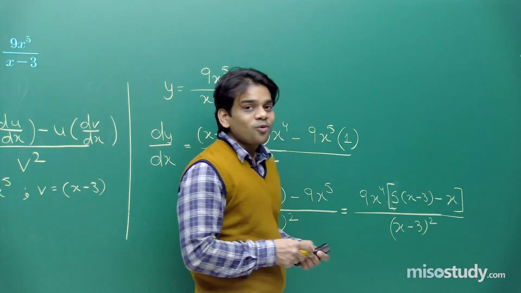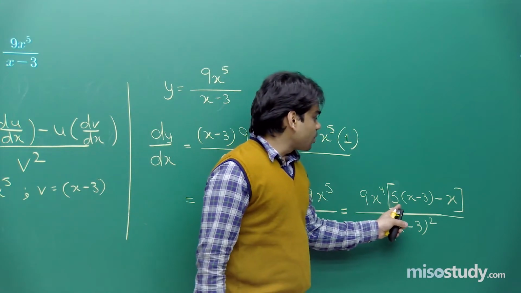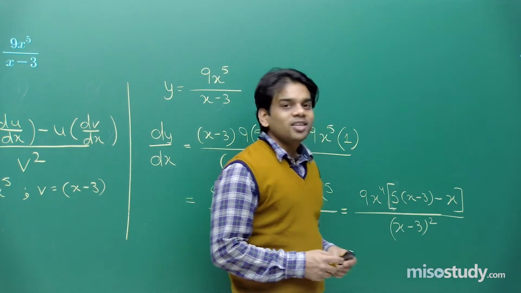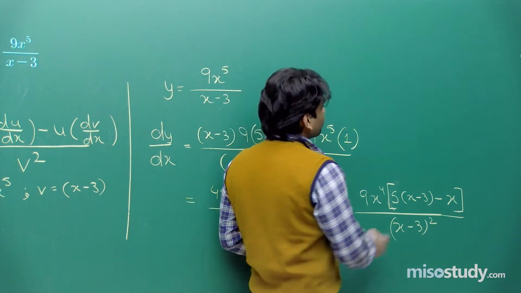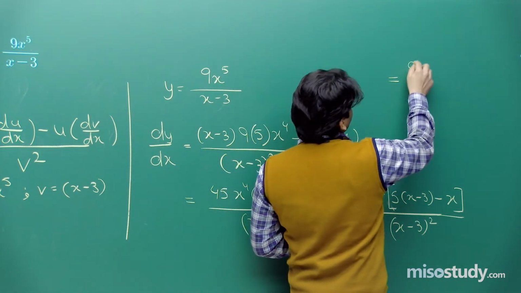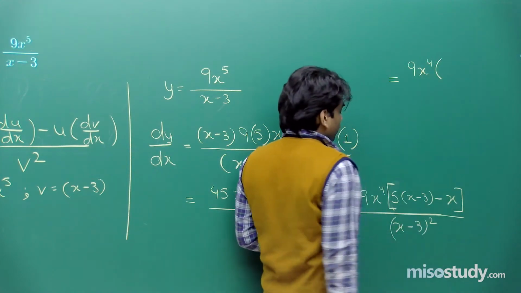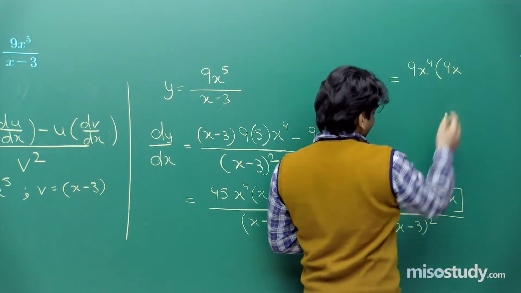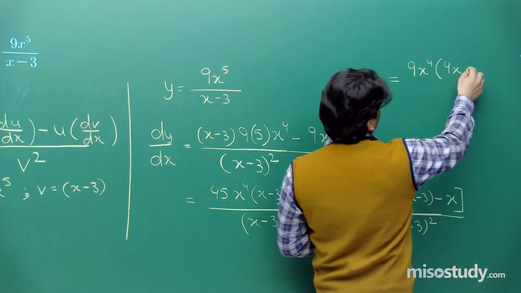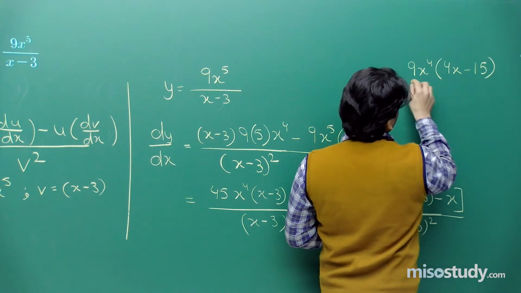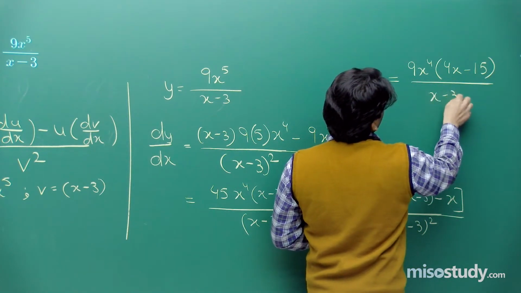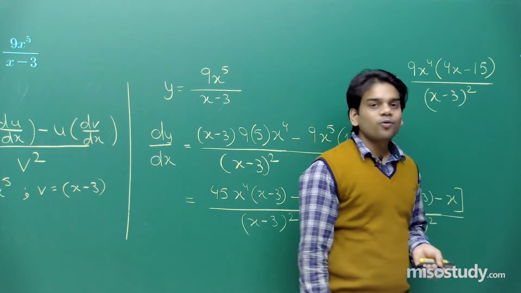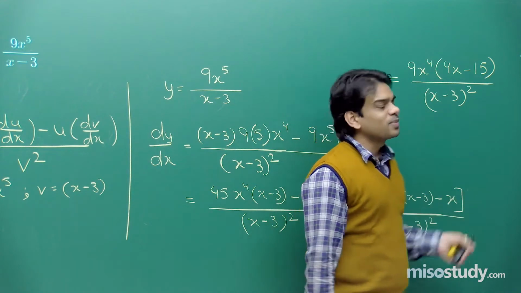If you want to simplify it further, again yes, we can: 5x minus x you will get 4x, and 5 into minus 3 you will get minus 15. So let's write the final answer: 9x power 4, and here 5x minus x gives 4x, and minus 5 into 3 is minus 15. This is what you are going to get. So we got the final result as 9x power 4 into 4x minus 15, divided by x minus 3 whole square.